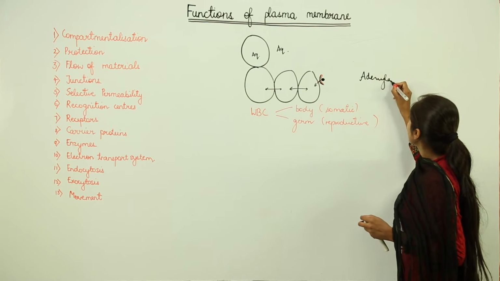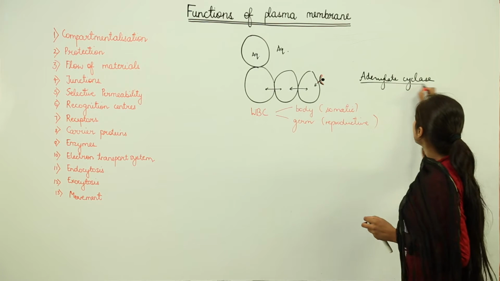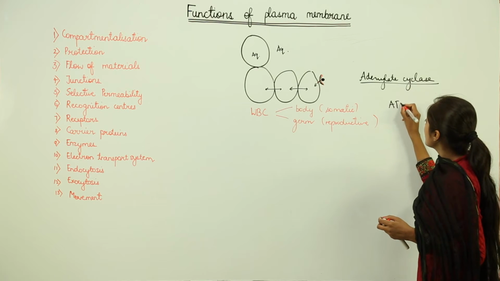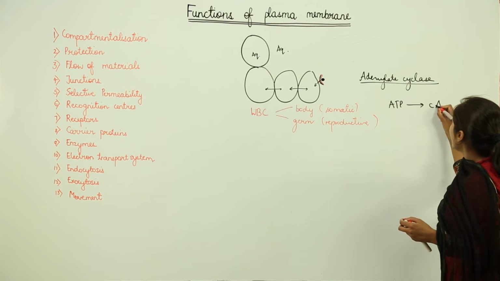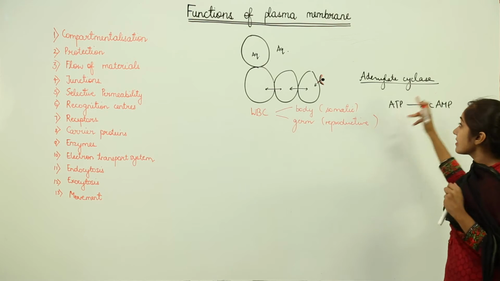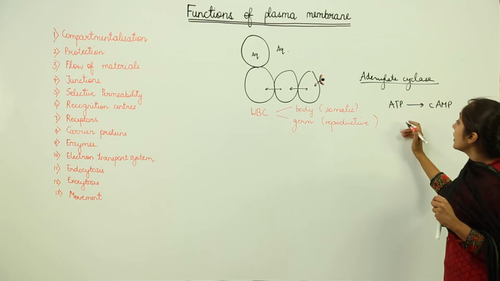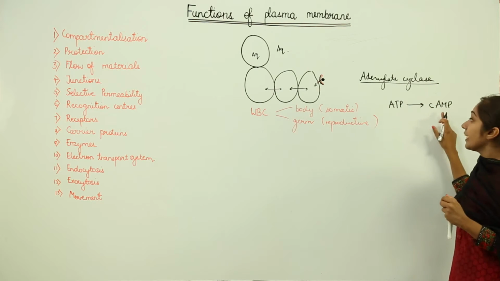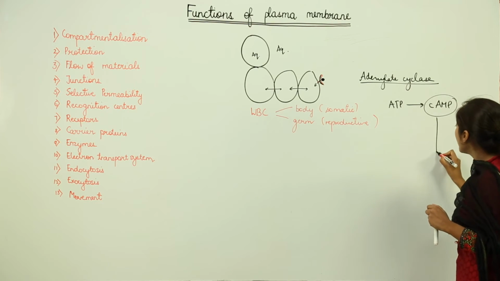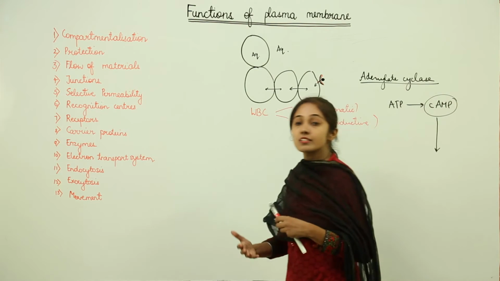adenylate cyclase. Now, what does this adenylate cyclase do? It actually forms cyclic AMP from ATP. If we talk about the enzyme adenylate cyclase, what does this do? It converts ATP into cyclic AMP, right? And this cyclic AMP is going to further trigger certain reactions.